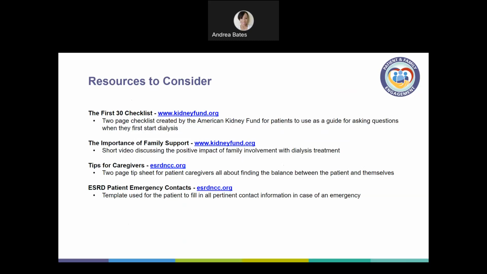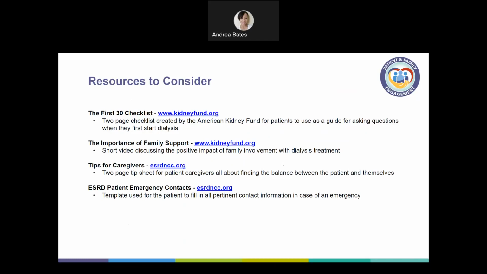As we know, those first 30 days can be very, very overwhelming. So this is something that the American Kidney Fund has for patients to use just as a guide if they need to. They also have a short video on their website that talks about the importance of family support and how it can have a positive impact when the patient has a support system. It may not be family, it could be friends, people from their church, or neighbors, but it does talk about how having support systems improves the patient's quality of life.